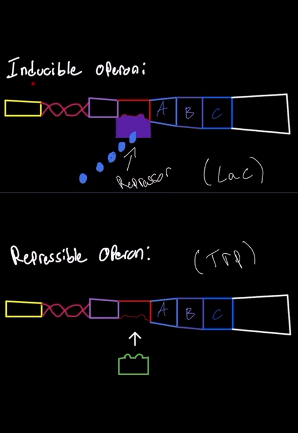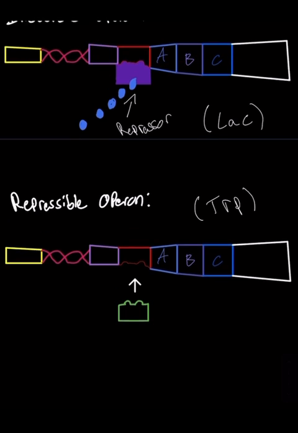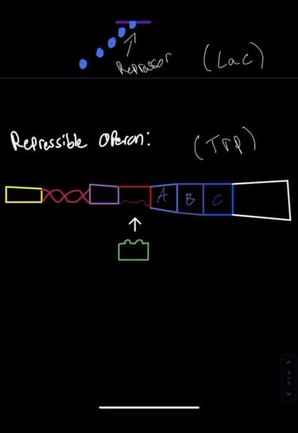So once again, quick overview: inducible operons are always off because they have a repressor attached to them, and they need an inducer to switch off the repressor. Therefore, RNA polymerase would be able to transcribe these genes. A repressible operon is always on, and it needs a co-repressor to change the shape of this repressor here so that it can actually bind to the operator and stop the transcription of these genes.